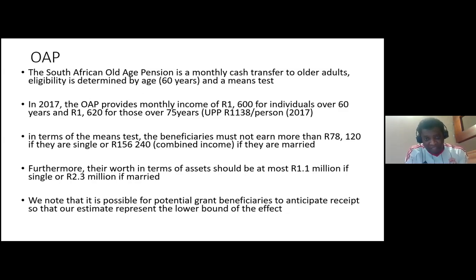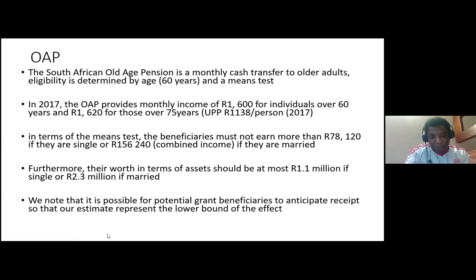In terms of the means test, the beneficiary must not earn more than 78,000 in a year if the person is single, or 156,000 if the person is married or has a partner. That is combined income for 156,000. Furthermore, there is a further restriction on the net worth of individuals that can benefit. The net worth should be at most 1.1 million if single and 2.3 million if married.